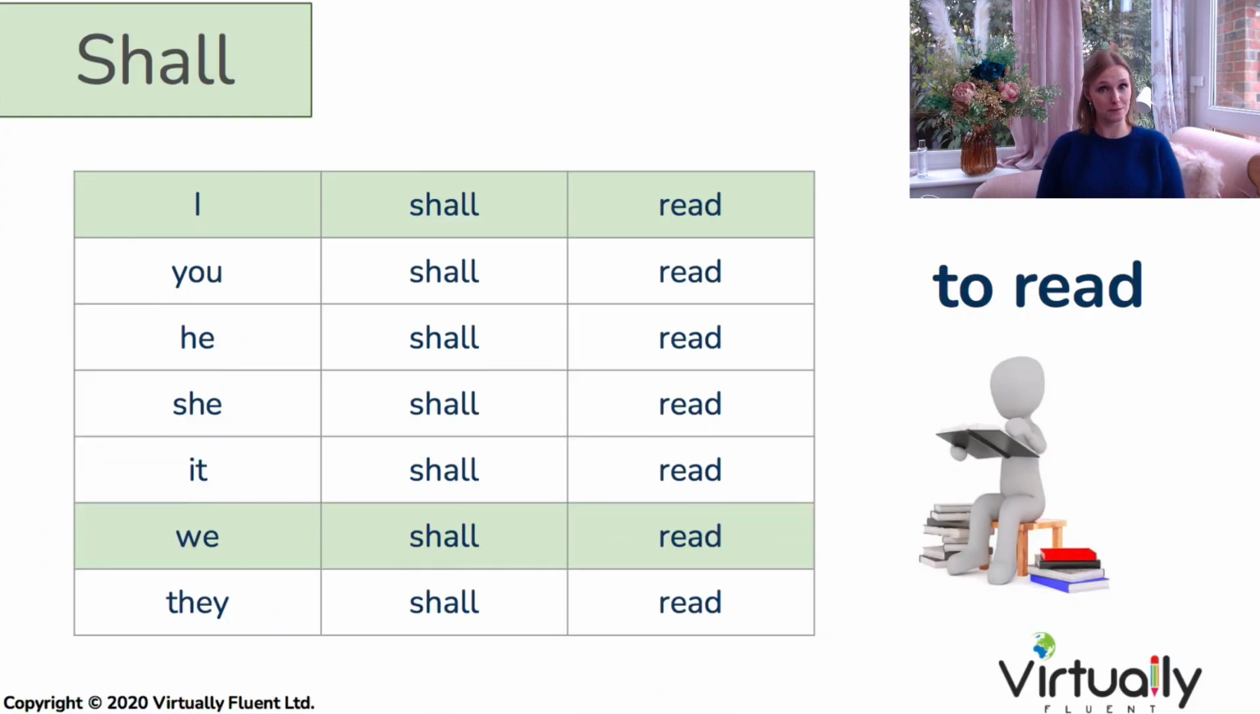We start with our subject and then we use the word shall, identical for every subject, and finally our infinitive verb. For example, I shall read or they shall read. Now, historically, this word should only have ever been used in the I form and in the we form, in those first person forms. However, nowadays you may hear people using shall with any of the subjects, but historically only really with I and we.